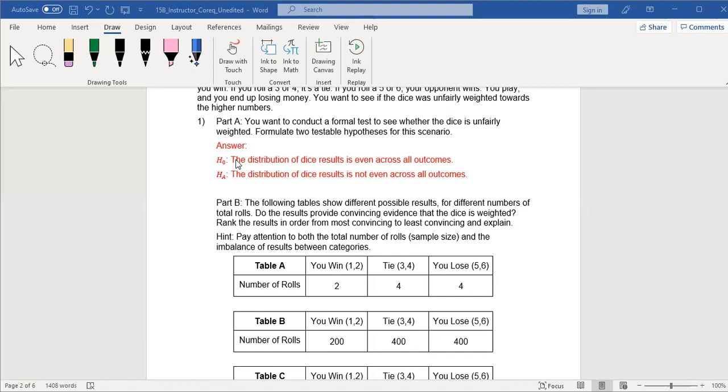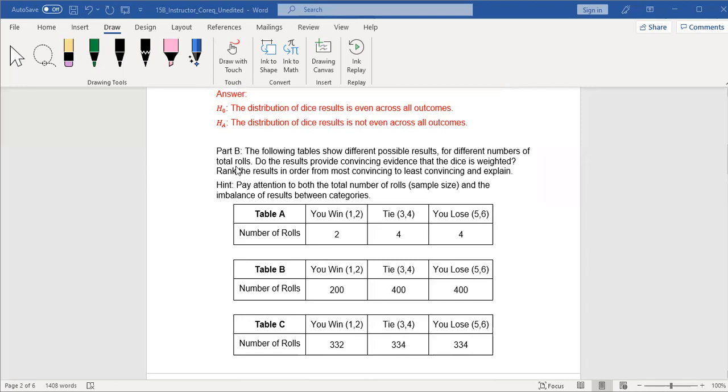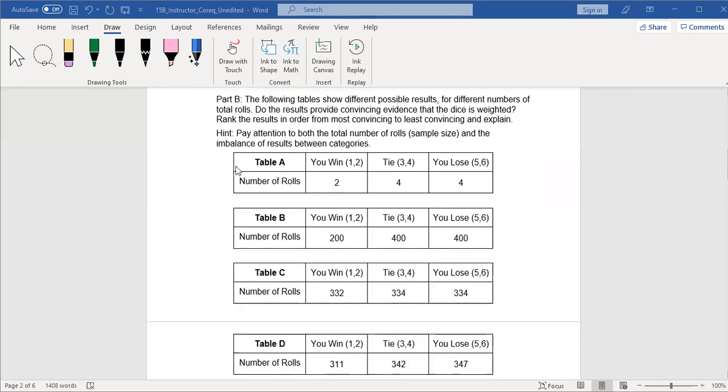However, H A is what we need to figure out is really true or not. So the distribution of dice results is not even across all outcomes. However, we need to collect some data. And here the following tables show different possible results.